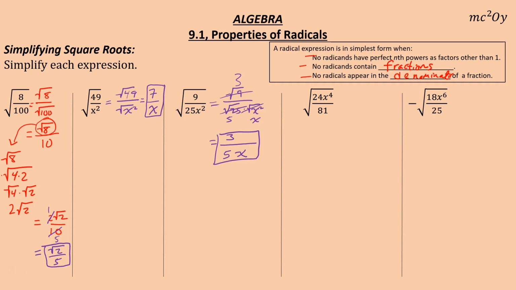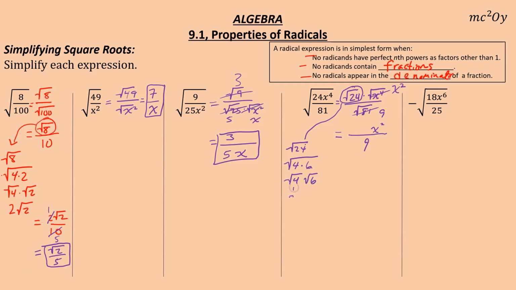All right. Let's try another one here. Okay, let's break it apart. So hopefully you're pausing and trying these as well. Root 24 times root x to the 4th over root 81. Okay, well, I look at it and I recognize root 81 is 9. Root x to the 4th is x squared. And root 24, well, that one's a little tougher, right? It's not perfect, so let's see if we can break it apart. Root 24 could be root 4 by 6.